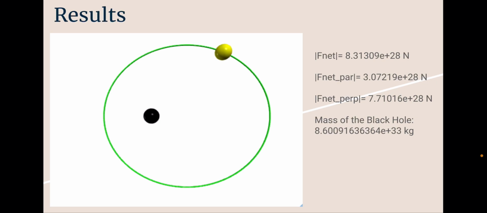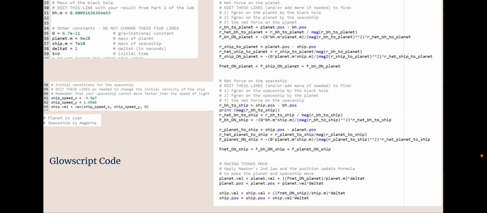The magnitude of FNet is 8.3e28, and the magnitude of FNet parallel is 3.07e28, and the magnitude of FNet perp is 7.7e28, and the mass of the black hole is 8.6e33. Now we can start the second part of this lab, which is calculating the initial velocity needed for the spaceship not to crash.